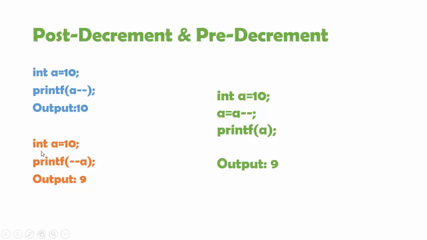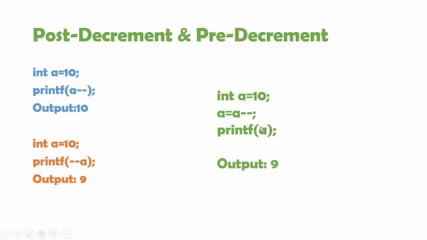Now let's see the example related to pre-decrement, sorry. A equal to 10, printf, it is a pre-decrement, minus minus a. So first this operation performs the decrement, and then the value of a is considered, that's 10. So with this decrement and 10, the result is 9. The elaboration of post-decrement is given here.